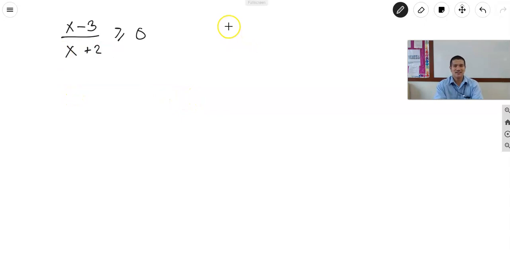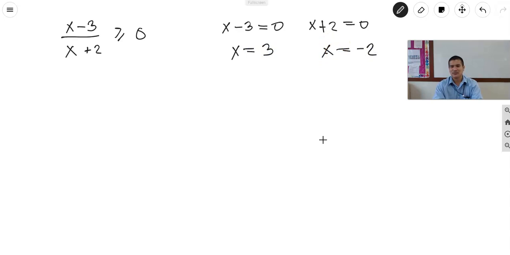So here, to find the values of x, x minus 3 equals 0 and x plus 2 equals 0. So we have x equals 3 and x equals negative 2.